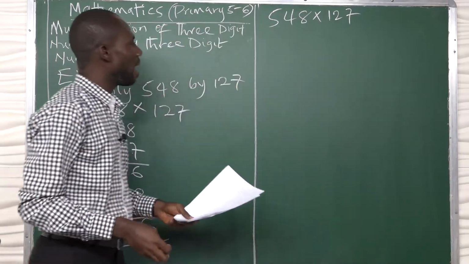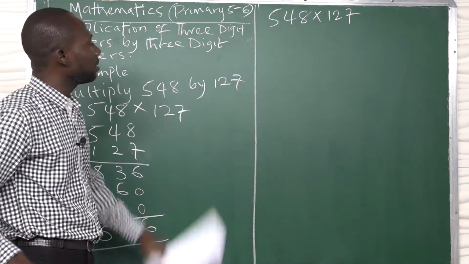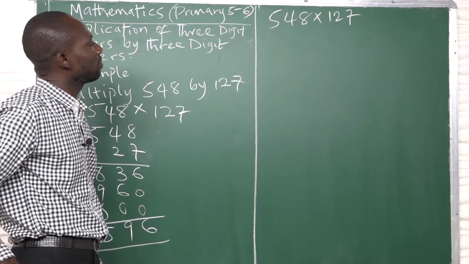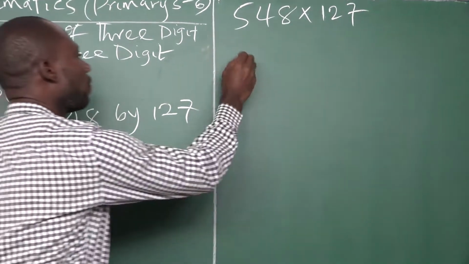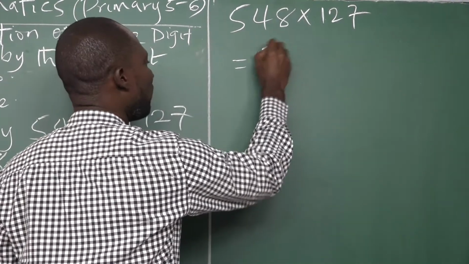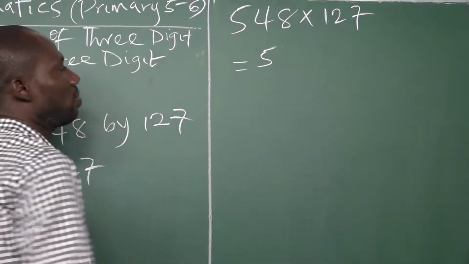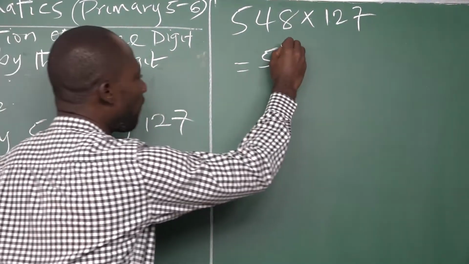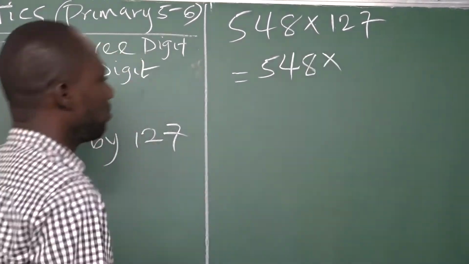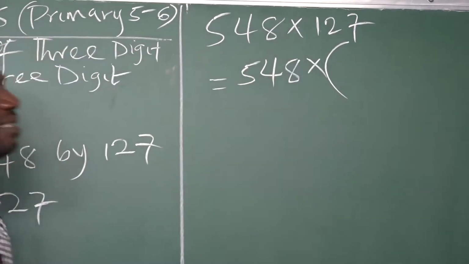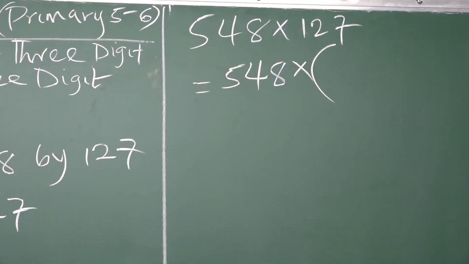528 multiplied by 127. 528 multiplied by 127. So if we continue, we will have 548 multiplied by 127. We'll have 548 multiplied by, we will now expand the 127 we have above.